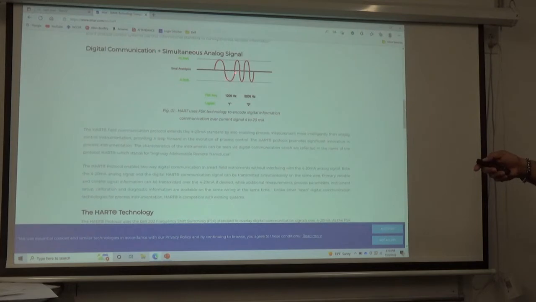This is one cycle, but this cycle is moving at the rate of 1200 hertz. So what that means is it's moving at 1200 cycles per second. And when the HART protocol sees 1200 cycles per second, Tom, guess what it says? Oh, that's a one. It says that's a one. And then when the same HART protocol sees 2200 cycles per second, what does it say? That's a zero. So we have a digital signal riding on top of an analog signal.